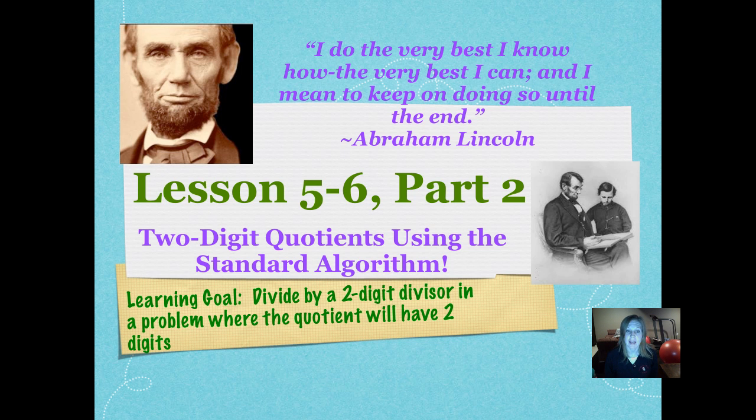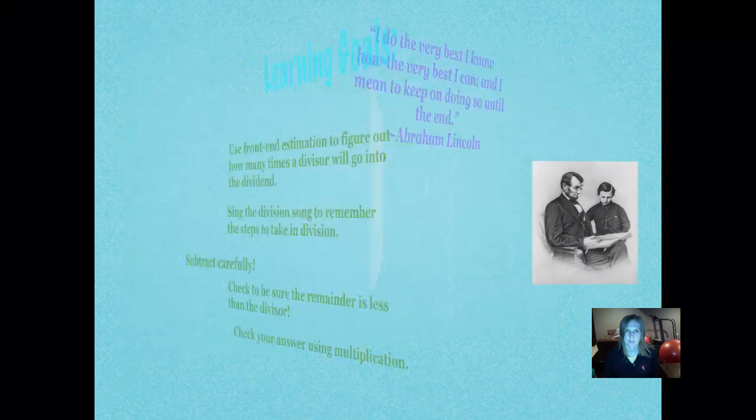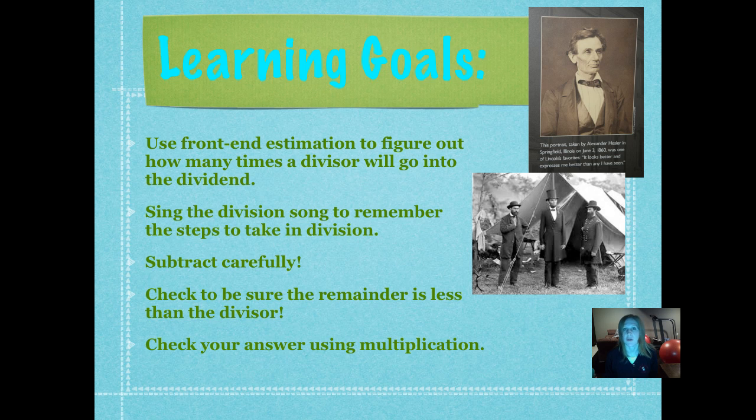Our learning goal today is to divide by a two-digit divisor in a problem where the quotient will have two digits. Our learning goals are a little bit different than yesterday because we're using the standard algorithm. So we're going to be using front-end estimation and the division song to remember the steps and then go through the process carefully.